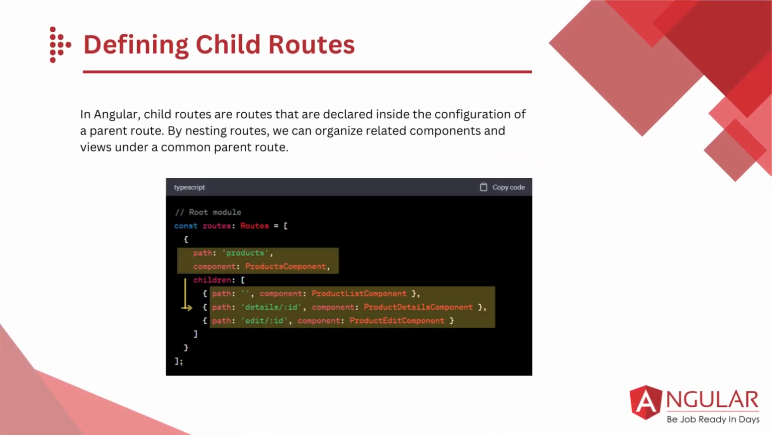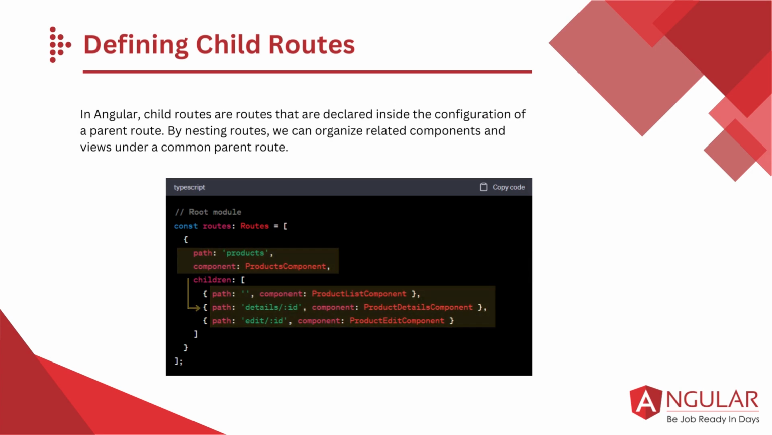1. Defining child routes. In Angular, child routes are routes that are declared inside the configuration of a parent route. By nesting routes, we can organize related components and views under a common parent route. In this example, the /products route serves as the parent route, and we have 3 child routes defined inside it: product list component, product details component, and product edit component. When navigating to /products, the product list component will be displayed by default.